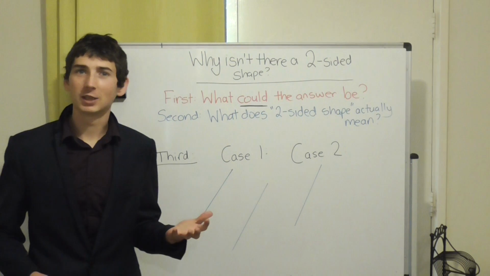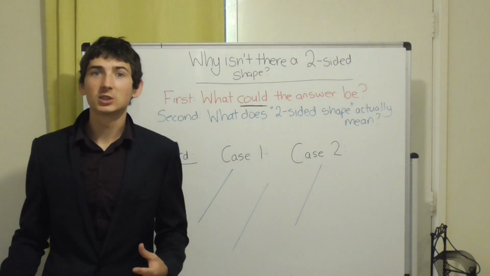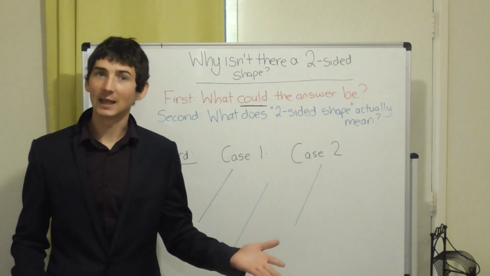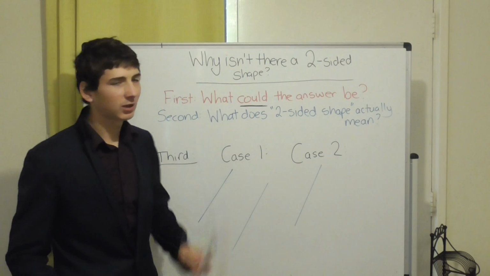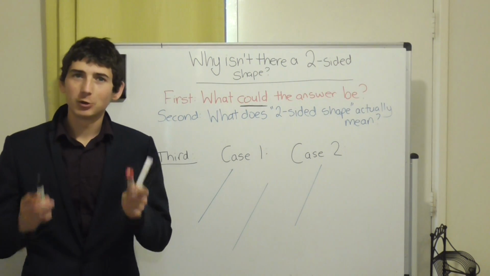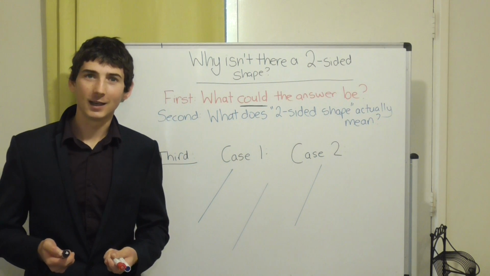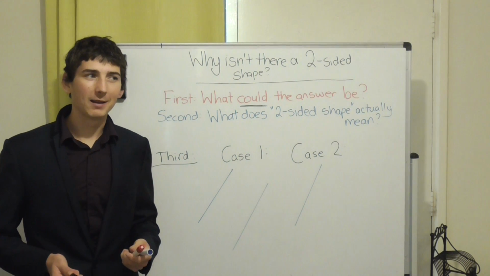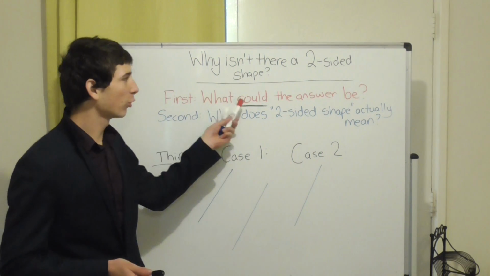There's a three-sided shape, a triangle, there's a four-sided shape like a square or a rectangle, but why isn't there a two-sided shape? Now, you might know the answer and you might think it's obvious, and that's fine. But I think there's something to be said about what the answer could be.